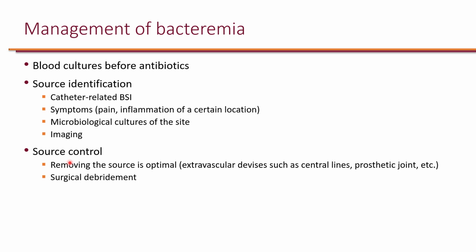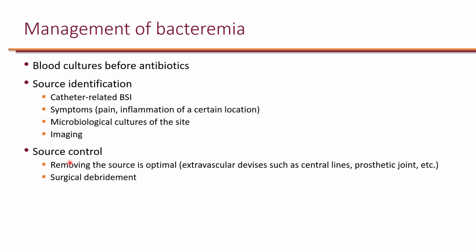Now, it is important to get blood cultures before antibiotics are started if possible, in order to increase the yield of the blood cultures. It is important to have source identification, for example, for catheter-related bloodstream infections. Symptoms are always helpful to identify the source of the bacteremia. For example, pain, depending on what region of the body the pain is coming from, can be a clue to where the bacteria found their way into the blood. Inflammation of a certain location can be helpful. Microbiological cultures of the site.